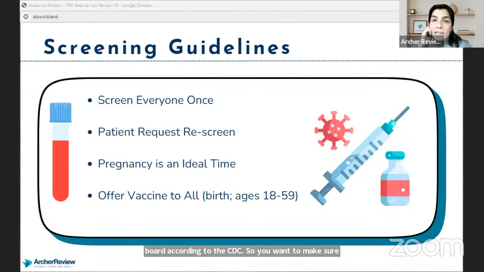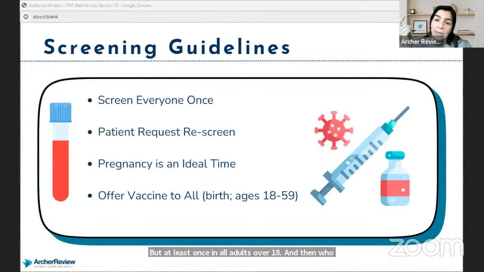When do you repeat screening? So if a patient is not at risk for developing Hep B, you don't need to rescreen. But we're definitely going to talk about those patients that we're going to be thinking about rescreening because they're doing things that may be putting them at risk for developing or contracting hepatitis B. But at least once in all adults over 18.